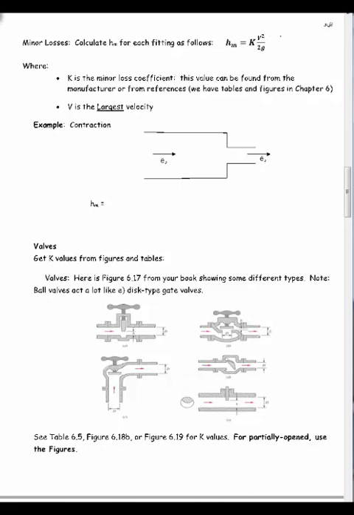One thing to remember when you're calculating this HM is that you've got a V in here, and if you have something like an expansion or a contraction, you have multiple V's involved. Here, for example, this is a contraction. You have a V1 and a V2. What you need to do in your HM calculation is use the largest of the velocities. So for this contraction, the HM would be K, whatever value you get for a contraction, times V1 squared over 2g.